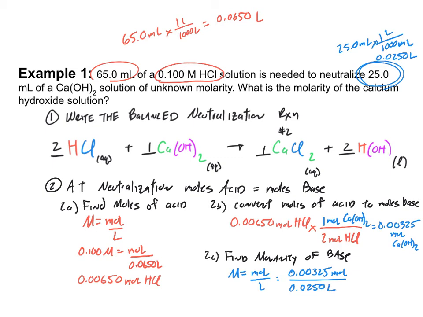So I'm going to divide those out, and I get a molarity of 0.1. And so in this case, it looks like I'm supposed to have 3 sig figs, so 0.130 molar Ca(OH)2. So that's the work that's required to figure out this type of problem.